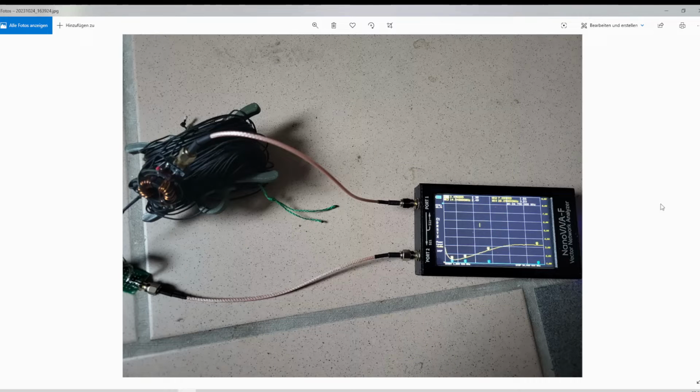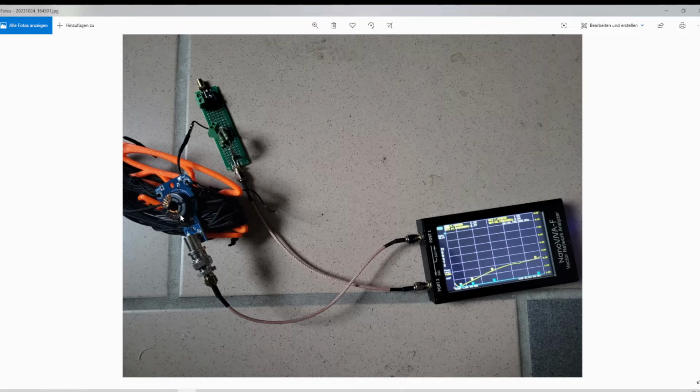And by the way, whenever I'm referring, let me talk to you about this later. Yeah, this was actually the first test of 2 cores inside of each other. Those are already Fair-Rite cores. We are going to see how they behave later. You can only see the SWR curve, by the way.